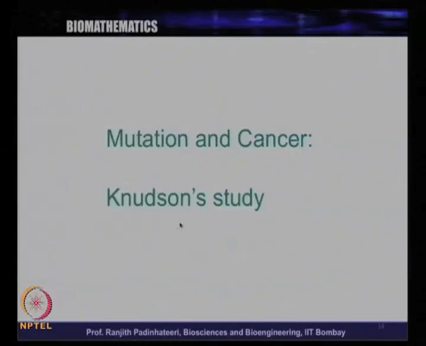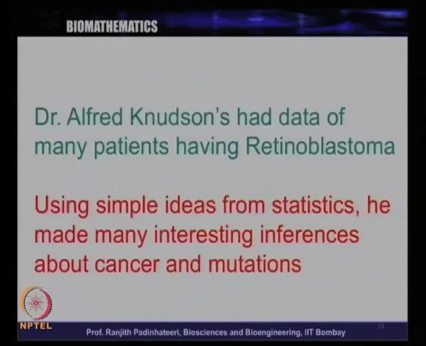Okay. So now we learned a few things about Poisson distribution, and now we will take a real biological example, a very famous example, and discuss how the ideas we learned so far today can be used to understand something about cancer. So what I will discuss today is mutation and cancer, Dr. Knudson's study. Dr. Alfred Knudson was a well-known doctor at MD Anderson Hospital in Texas. He was a doctor treating patients with retinoblastoma. Retinoblastoma is a type of cancer of the eyes, a cancer tumor in the eyes. That is called retinoblastoma.